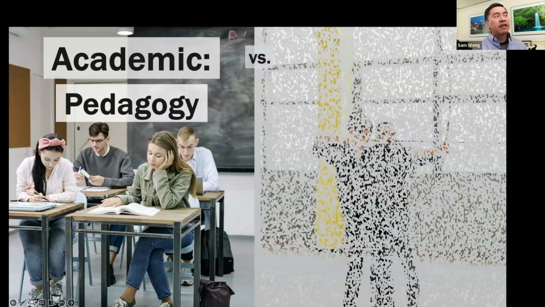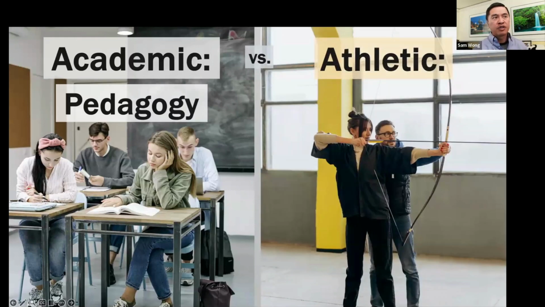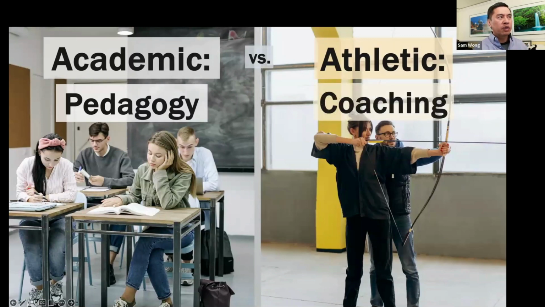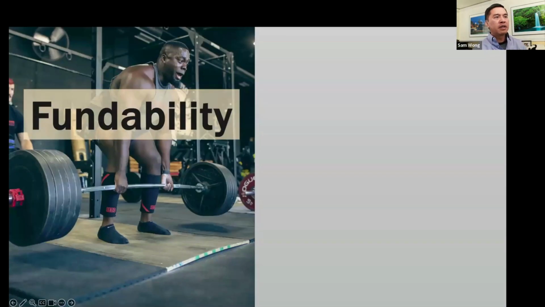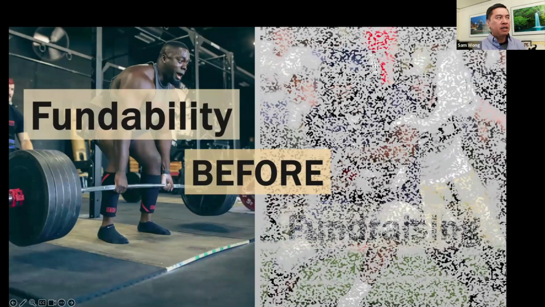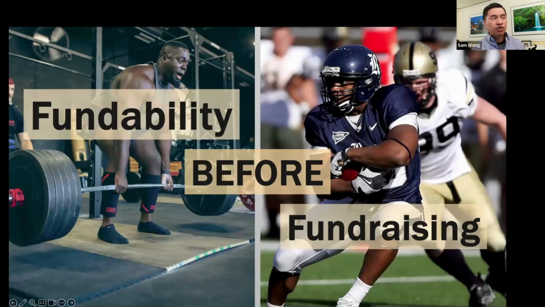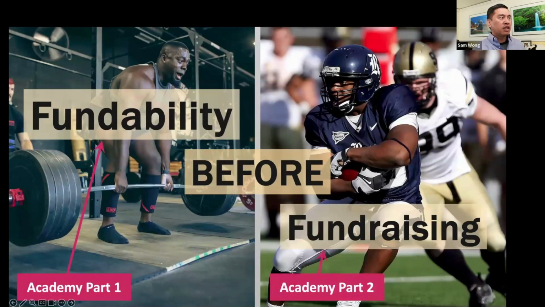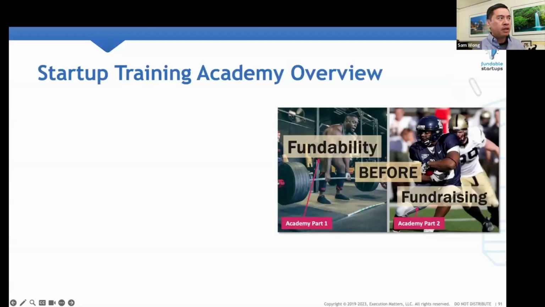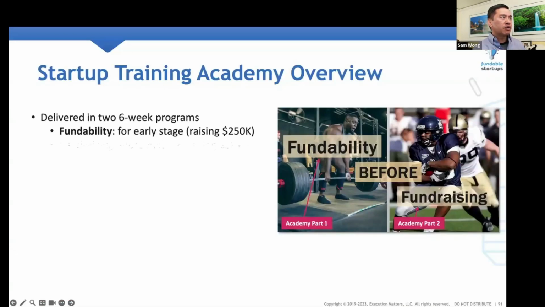You also have another way to learn and gather the information you need, and that's the athletic model, not the classroom model, where you work with coaches. Somebody actually helps you to do it. We have both covered in our Fundability Before Fundraising Academy. It's 12 weeks' worth of training: part one, 6 weeks on fundability, and part two, 6 weeks on fundraising. It's delivered in two 6-week programs, as I mentioned.